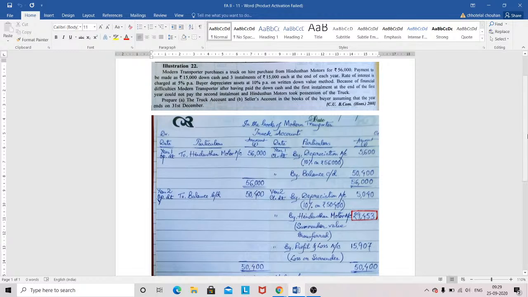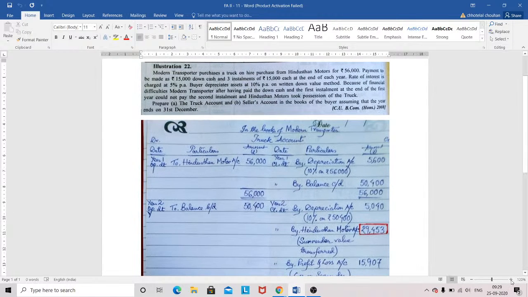So this is the basic concept of repossession. Now I will read out the sum first. Modern Transporter purchases a truck on hire purchase from Hindustan Motor for rupees 56,000. At the very beginning they have mentioned the cash price.